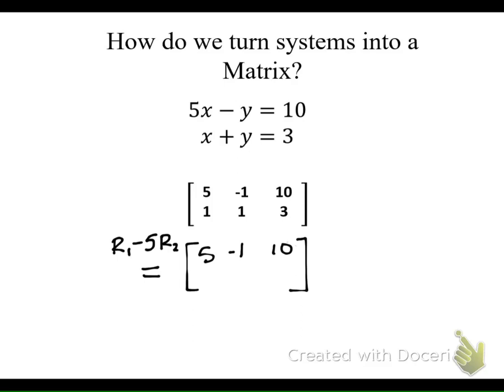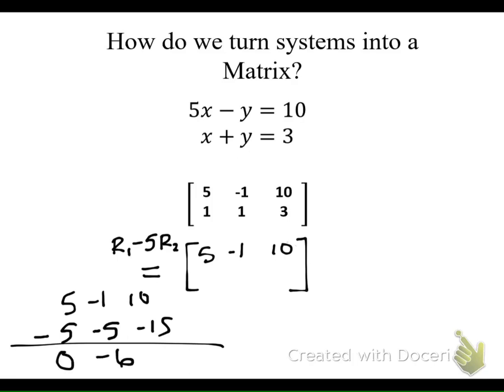So row 1 is 5, -1, 10. And so I'm going to subtract multiplying that second row by 5. So that would be a -5, -5, and a -15. Well, now that I distributed that negative, I can add them. So that gives me a 0, -6, -5. So in place of row 2, I'm actually going to write that simplification down instead. That gives me a 0, a -6, and a -5.